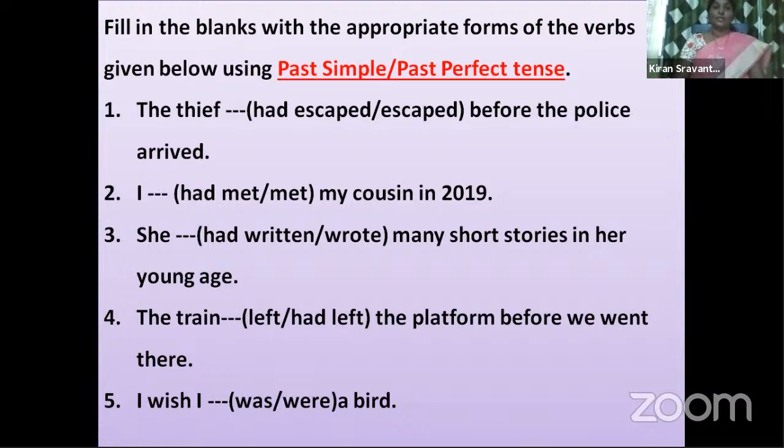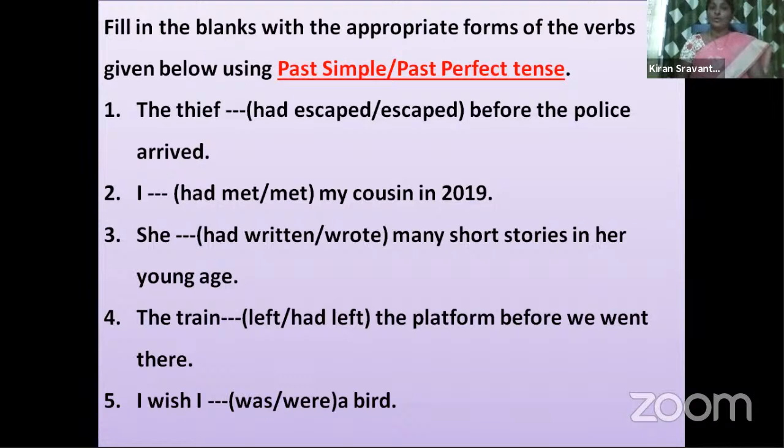Coming to the third sentence, she had written many short stories in her young age, or she wrote many short stories in her young age. Past habitual actions, like I wrote so many. So she wrote many short stories in her young age. And the fourth one, the train left the platform before we went there, or had left the platform before we went there. Then again, before came, see.